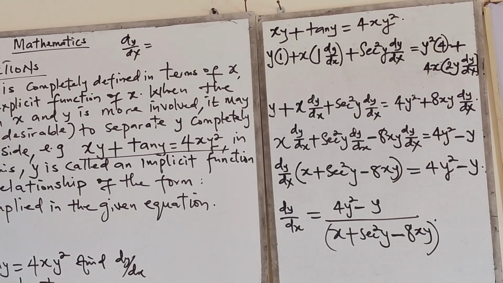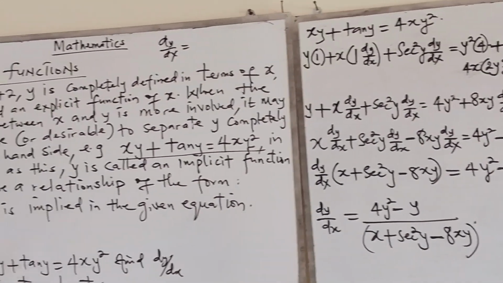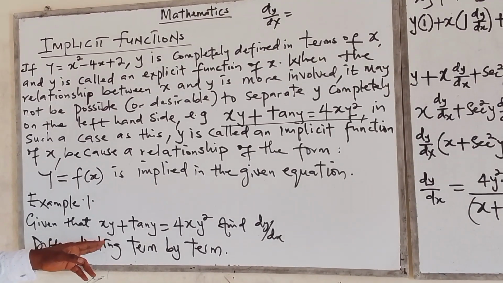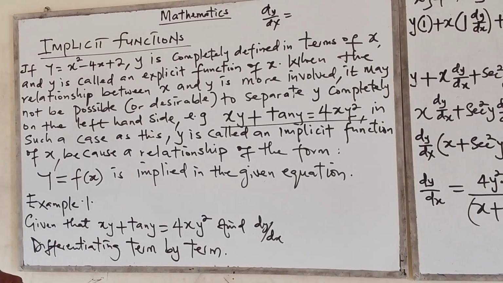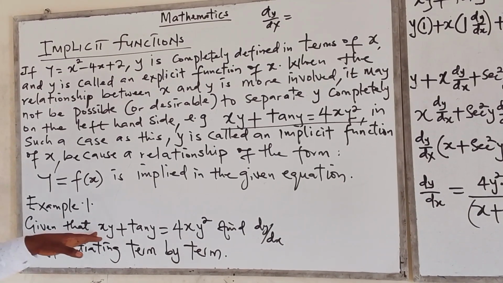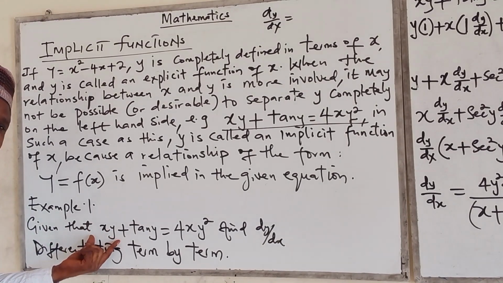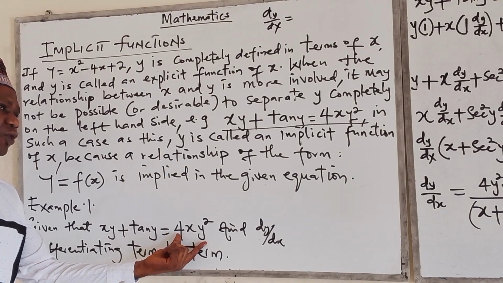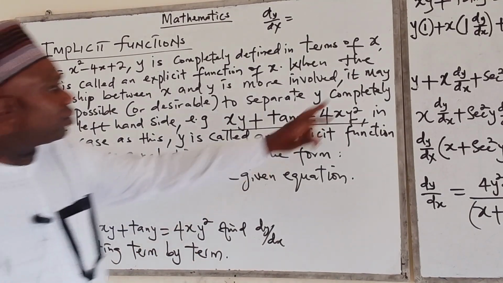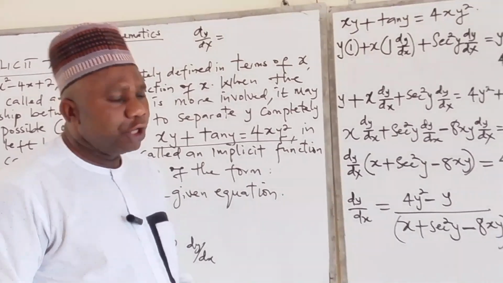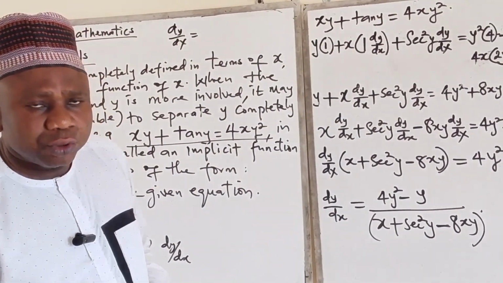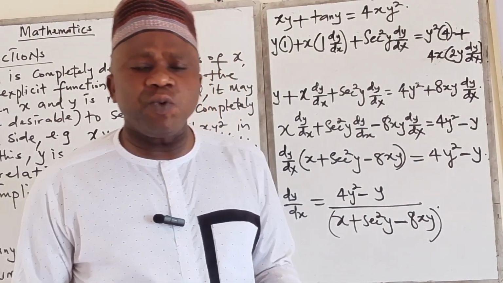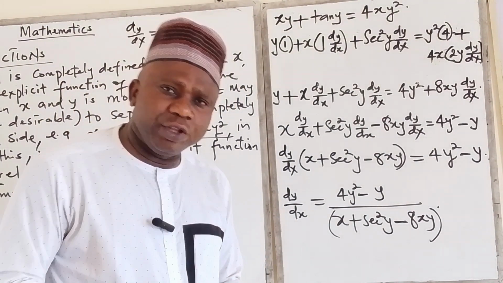Because the relationship between x and y is much involved in this equation, and we are differentiating with respect to x, it means each time we differentiate y, we follow it up with dy/dx. Now let's look at this, xy. xy is the product of two functions. Then here we have tan y, then we have 4xy squared. Now because xy is a product of two functions, we have to use the product rule to differentiate it. In the product rule, we said if y is equal to uv, then dy/dx is equal to v du/dx plus u dv/dx.